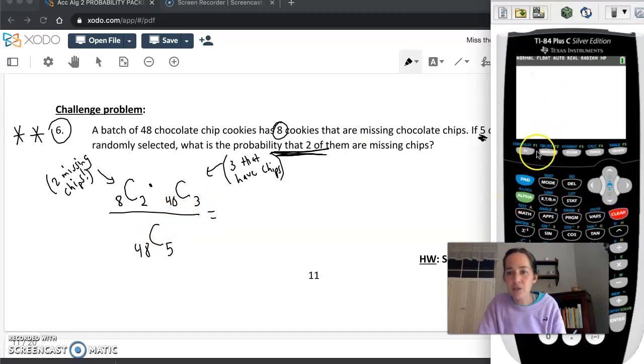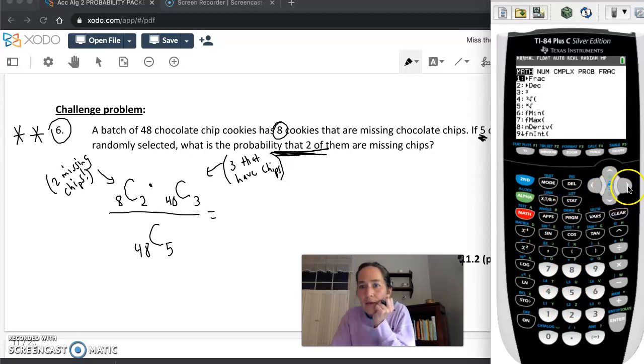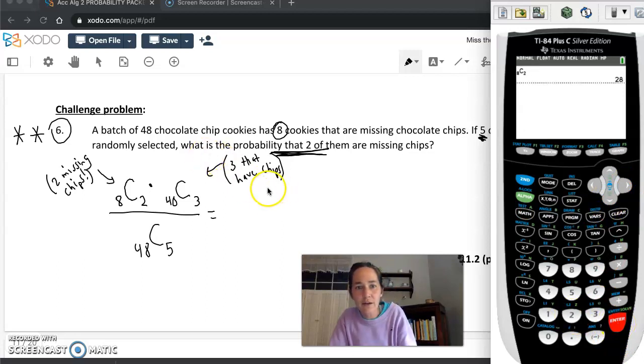You're definitely going to want to use the calculator to help with these combinations. So I will slide over, and let's do up top, 8C2. So 8, math, and then probability, combinations, we want the third option, C2. Enter. Okay, so you get 28 up top.